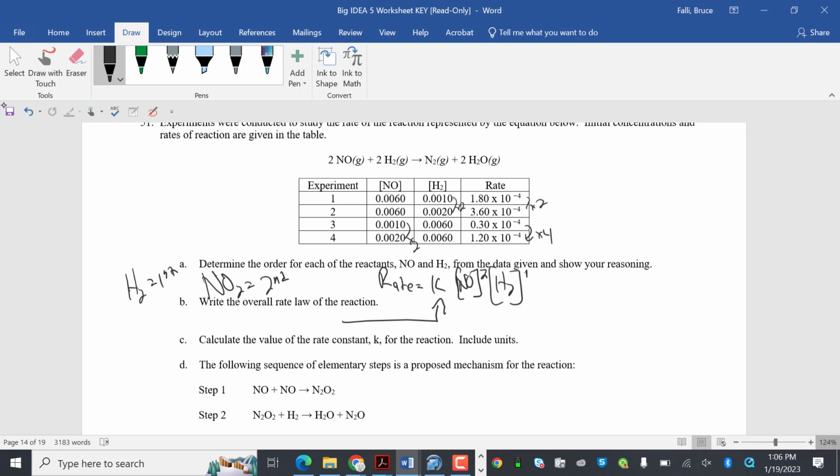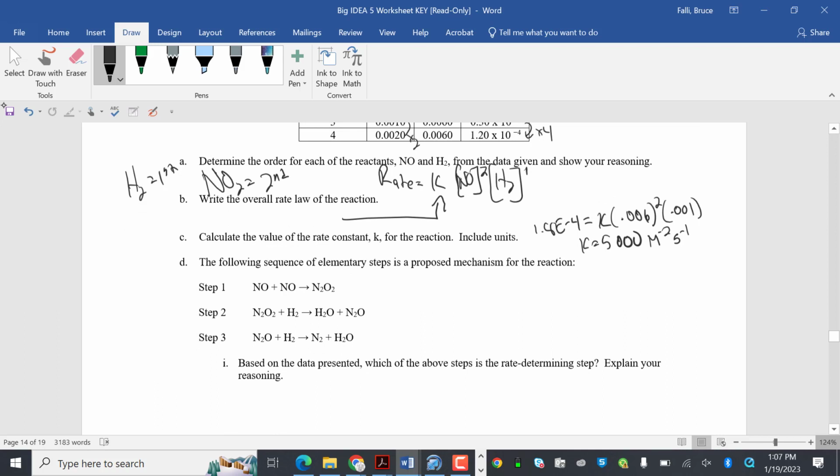Calculate the value for each constant K, include units. So my rate is 1.8 E negative 4 equals K times NO squared, 0.006 squared, and H2, 0.001. So 1.8 E negative 4 divided by 0.006 squared divided by 0.001. I think this would be a big number. It's not, 5,000. K equals 5,000. And then canceling out, I got 3 molarities on the bottom, which becomes molarity to the -2 seconds to the -1.